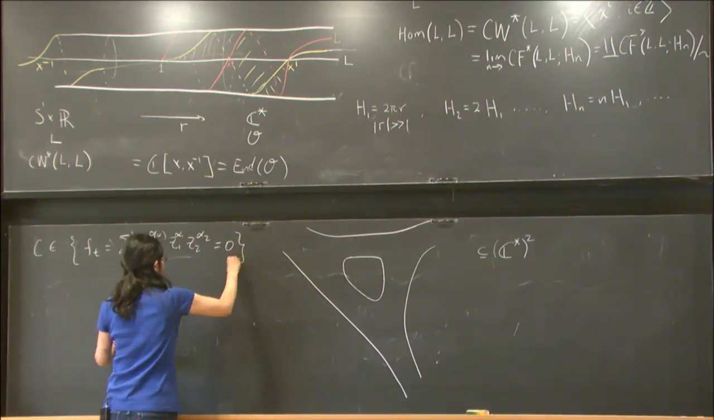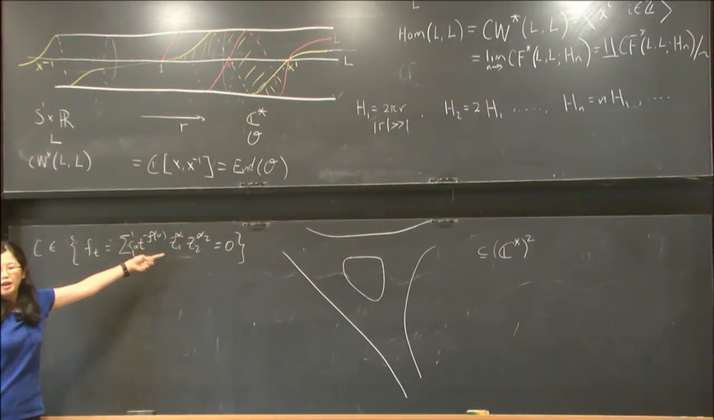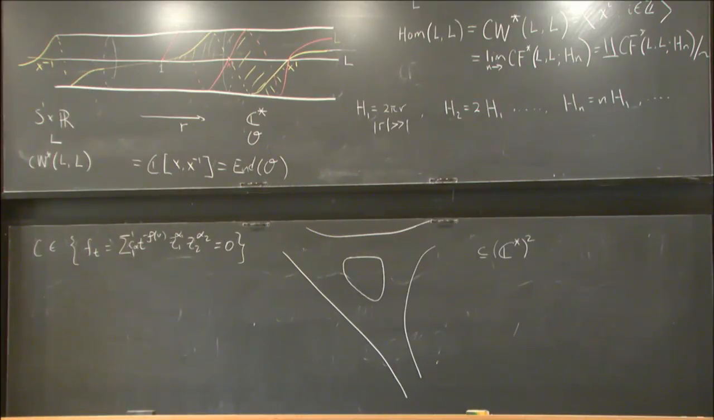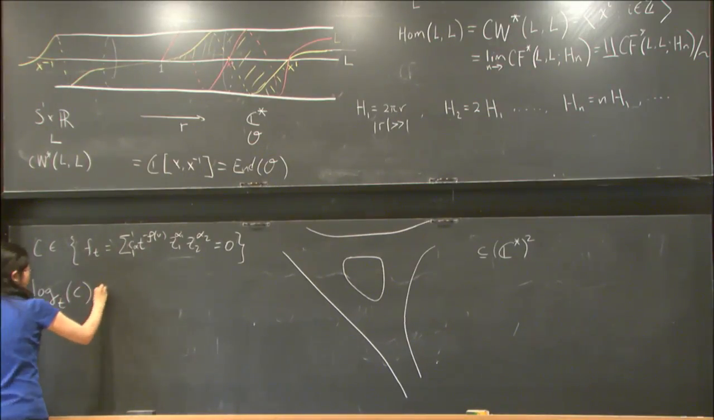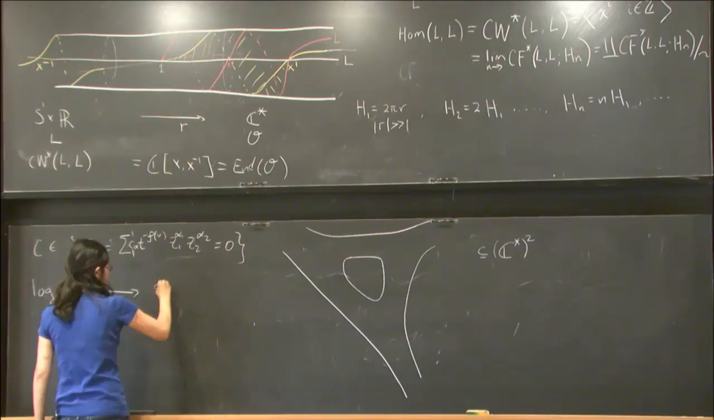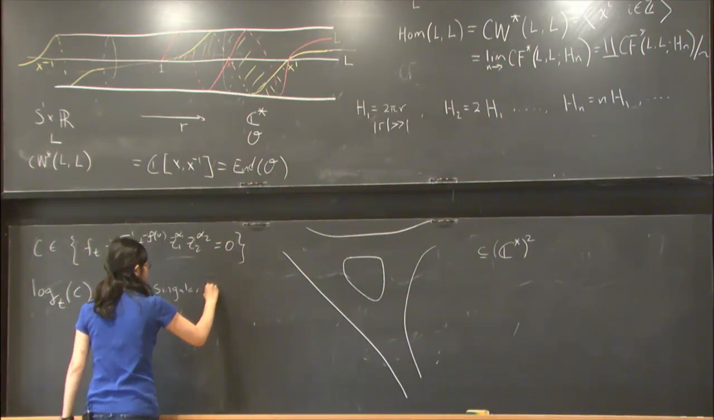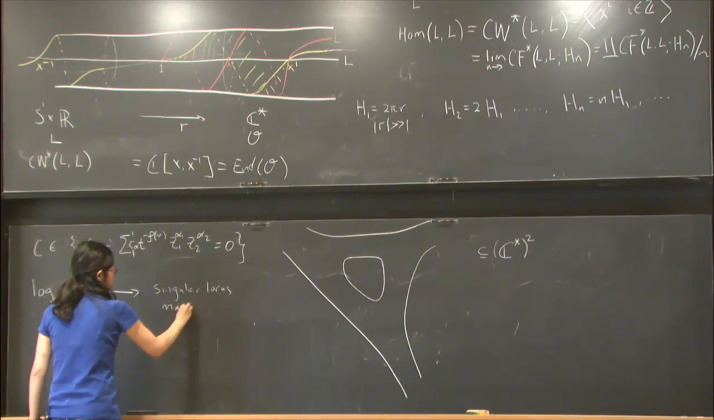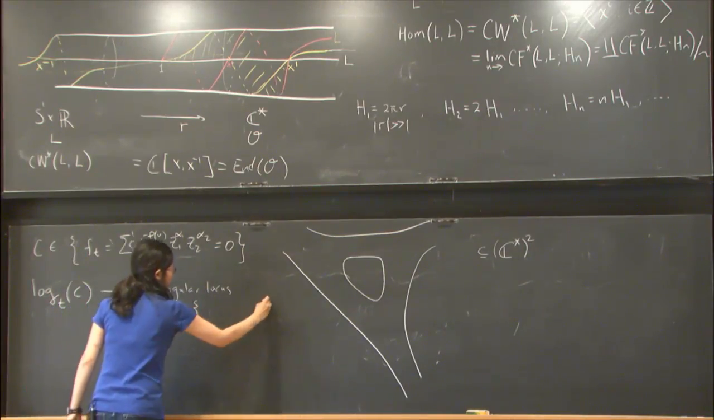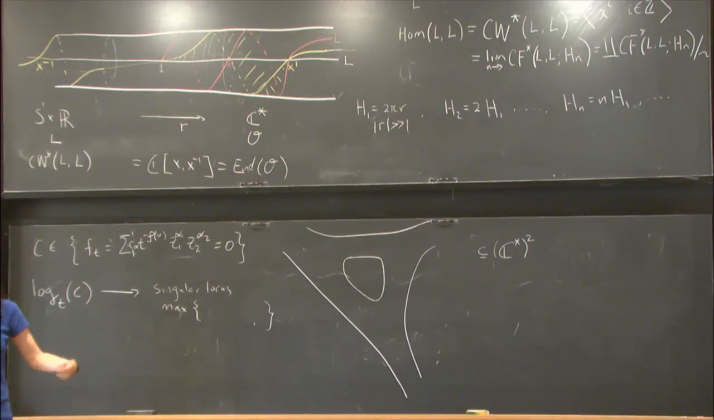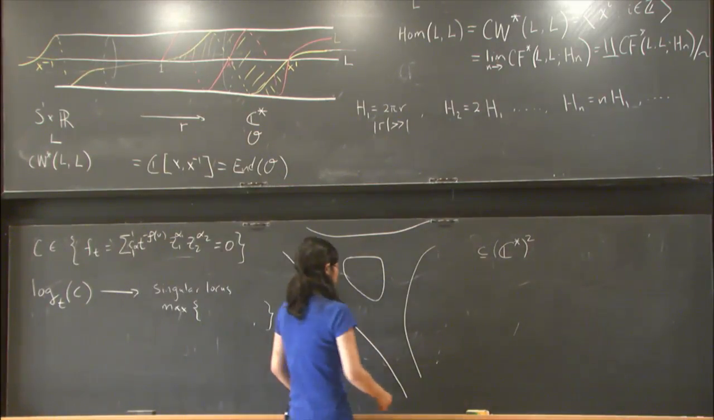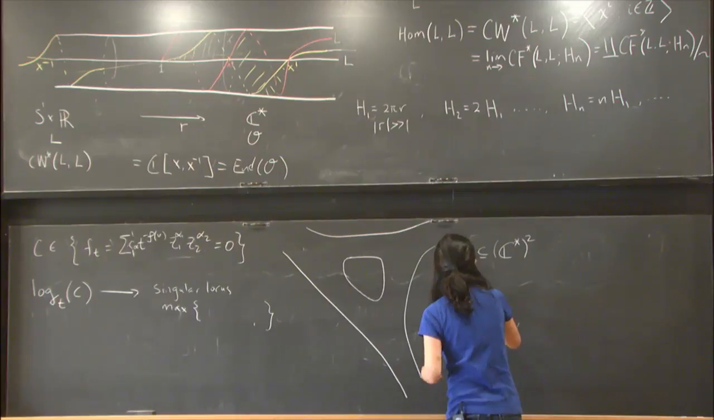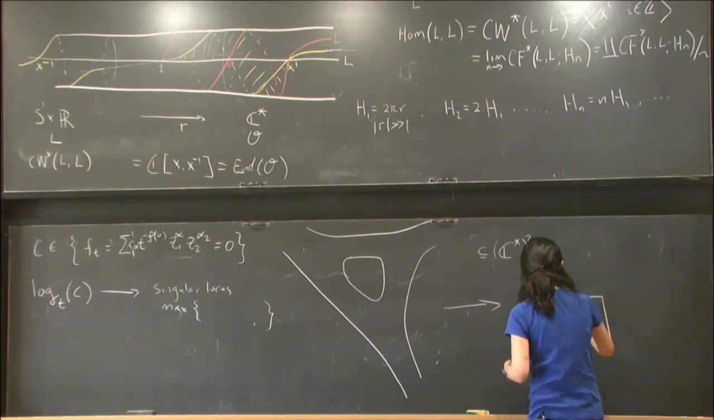Let's not get into the details, but this is a Laurent polynomial with finitely many terms. And the way to decompose into pairs of pants is if we take the log of this, it goes into the singular locus of the max of some kind of function. That is a maximum of a set of convex linear functions, and in this picture, really it just degenerates into this picture.